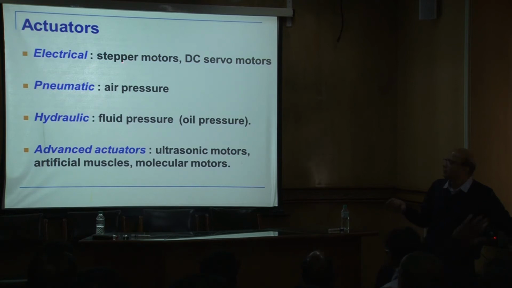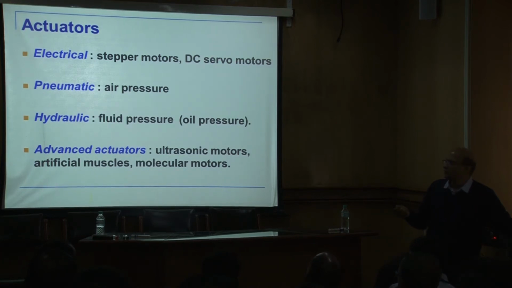Electrical actuators are essentially stepper motors or DC servo motors, which you are familiar with. Pneumatic is air pressure. Hydraulic is fluid pressure. Advanced actuators are like ultrasonic motors, artificial muscles, molecular motors. Now, depending on the load carrying capacity of the robot or a particular joint, you could be using different actuators.